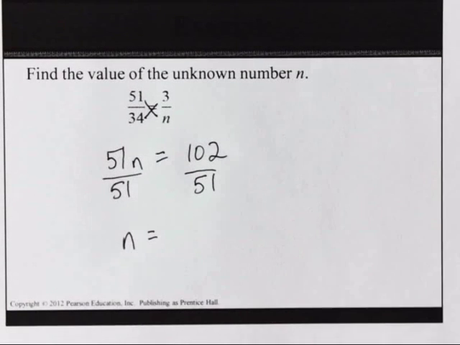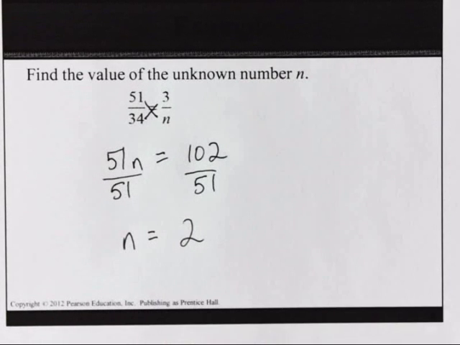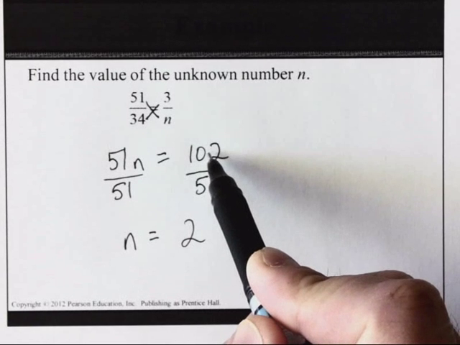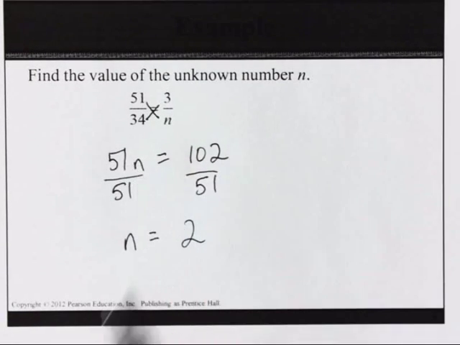And then 102 over 51 gives us the value of n that we're missing. So essentially you just need to take the number that's not with the n and divide it by the number that is in front of the n.